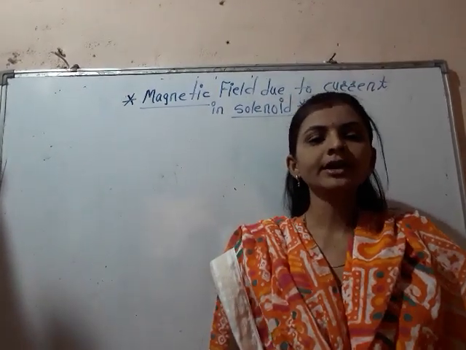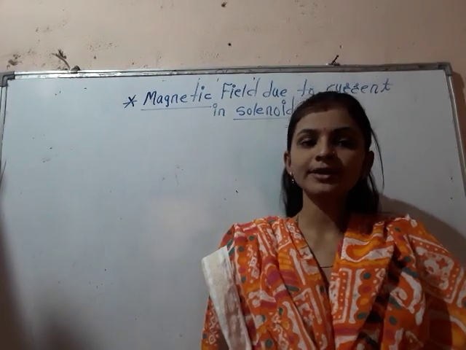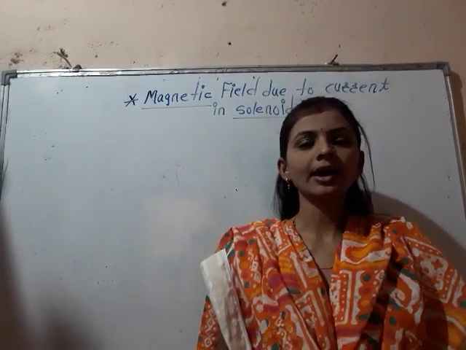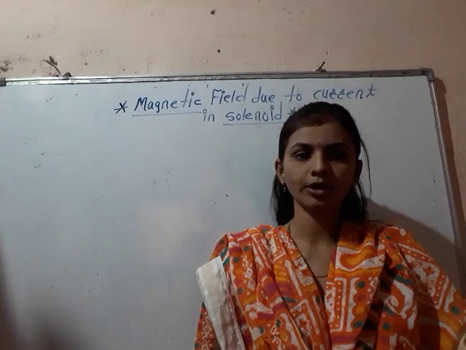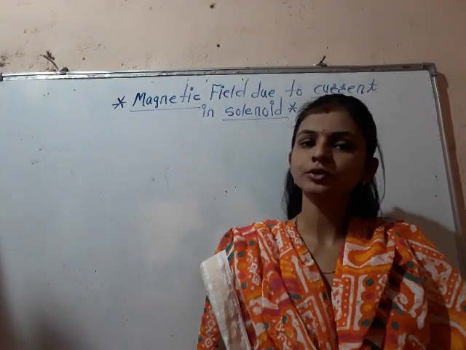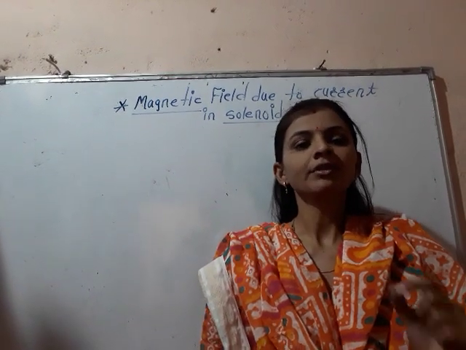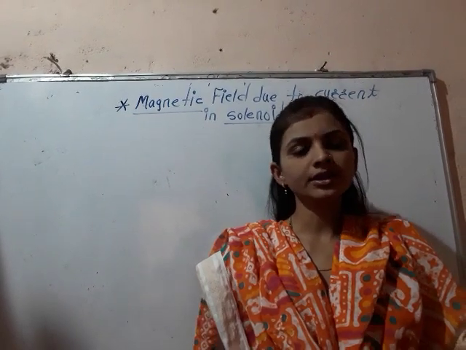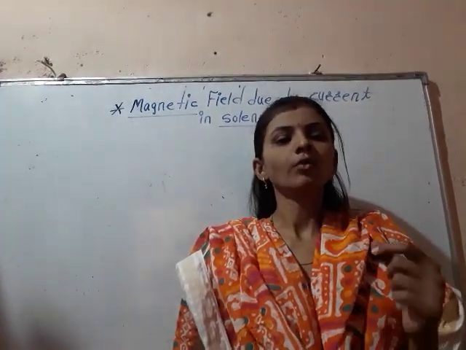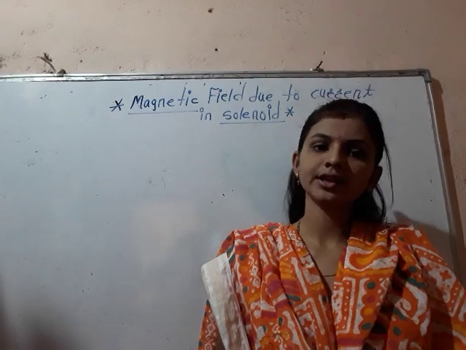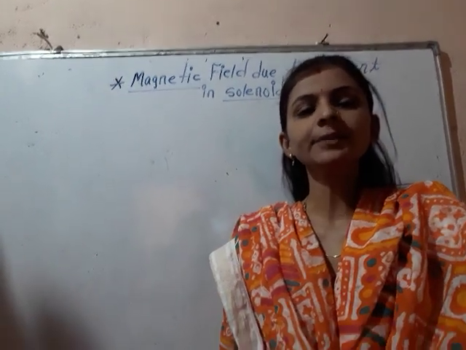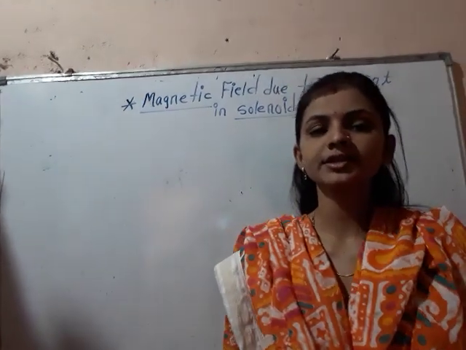So, when a coil of insulated copper wire is wound around a cylindrical tube or cylindrical body, that pattern is known as the solenoid. Once again, when a coil of insulated copper is wound around a cylindrical tube or cylindrical body, that is known as the solenoid. So here we will discuss with the diagram.